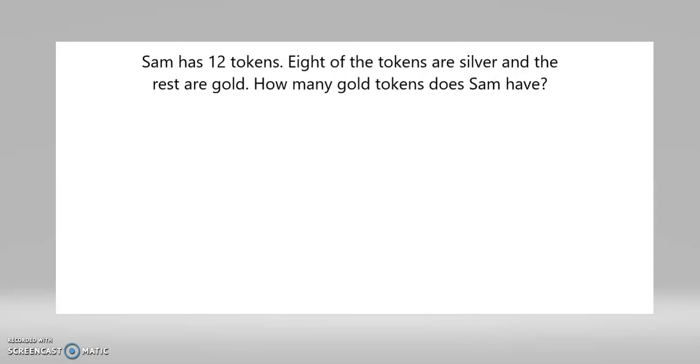So let's go ahead, and the first step when we approach a word problem is to, of course, read the word problem. Read along with me. Sam has 12 tokens. 8 of the tokens are silver and the rest are gold. How many gold tokens does Sam have?